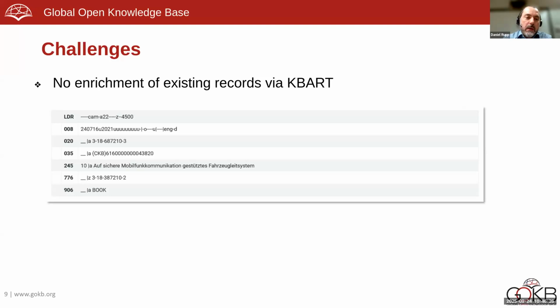This is the one I said. So there's no enrichment of existing records via KBART. This is another example we have. So you see that there's partly really only a very short rump title, stump title.